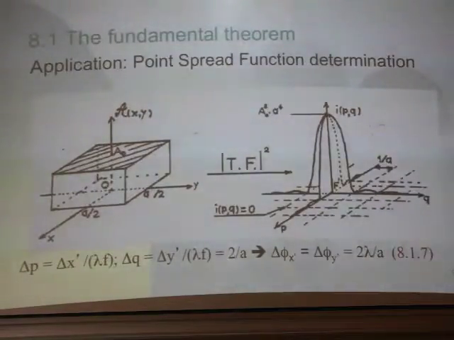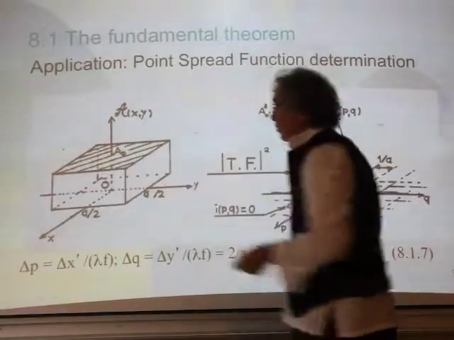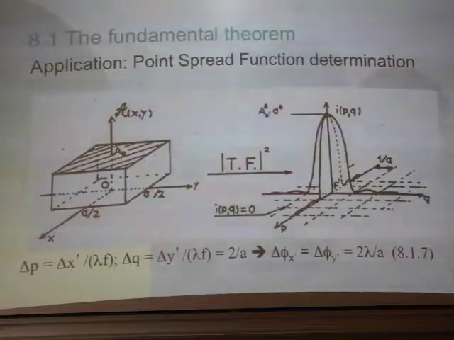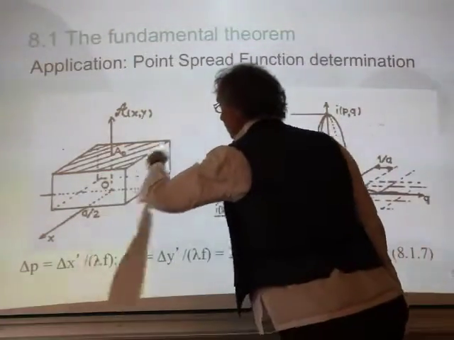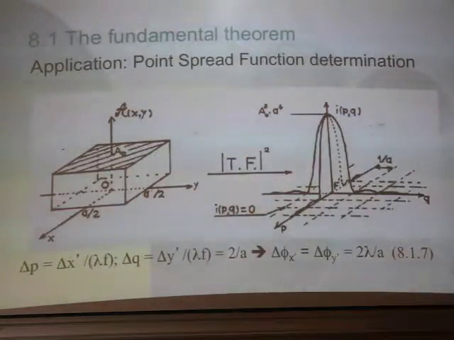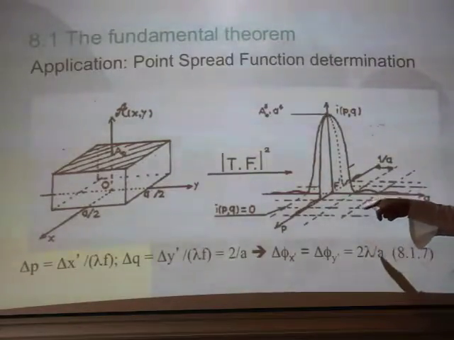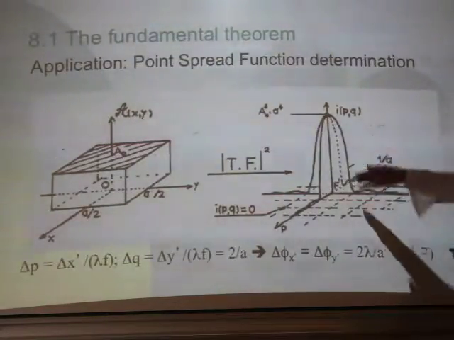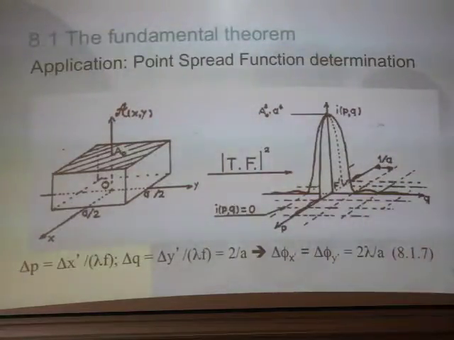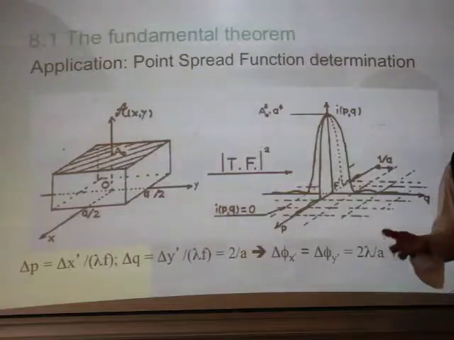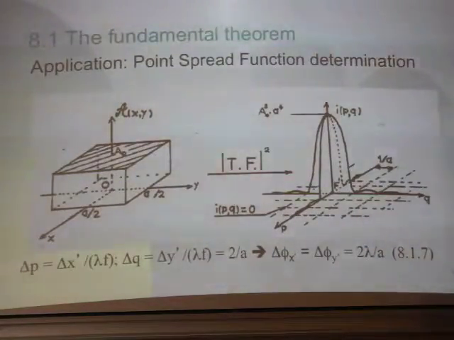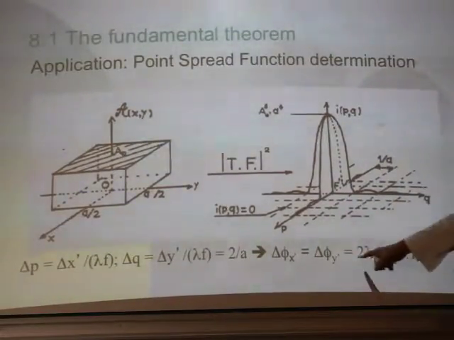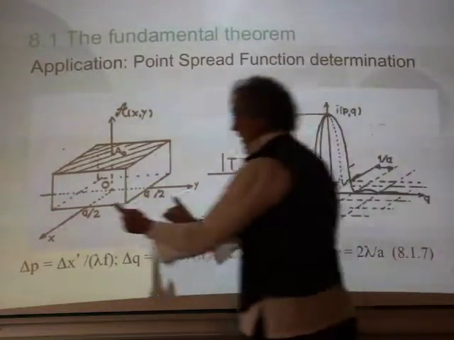Then we applied that theorem to two special cases. The first case was a telescope made of a square pupil with a side, small a, being the side of the square. If we apply that theorem, we may derive the expression of the complex amplitude in the focal plane, or of the intensity, which is the square modulus of that amplitude. We found something which looks like an Airy disk, but with a square geometry. This defines the angular resolution of the telescope made of a square pupil, given by that width, which is 2 lambda over a, where a is a measure of the side of the square.